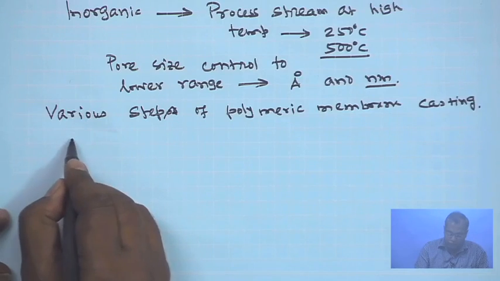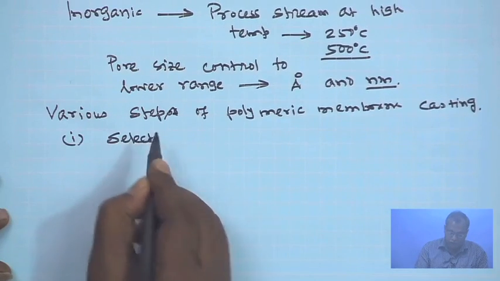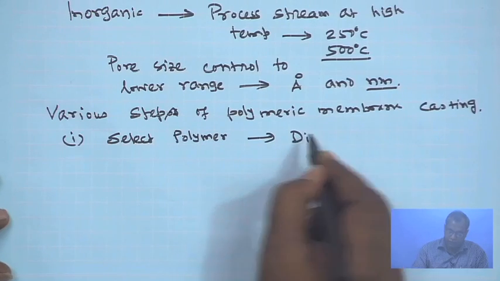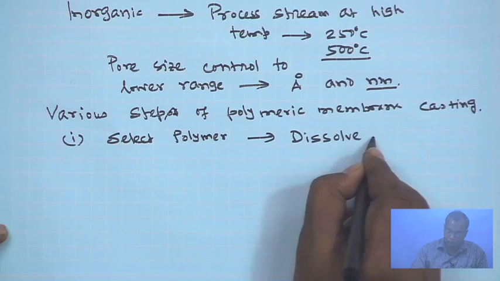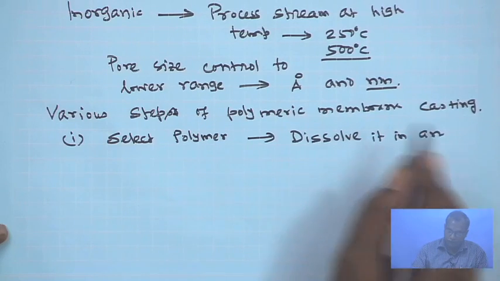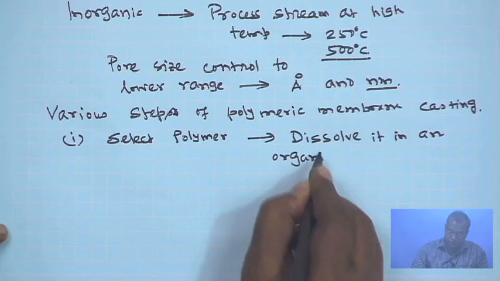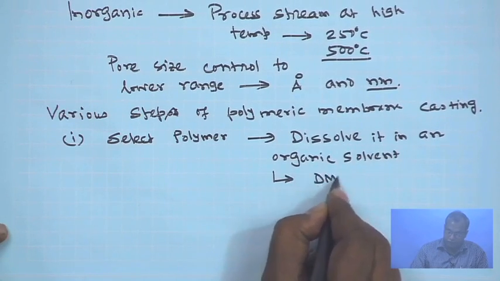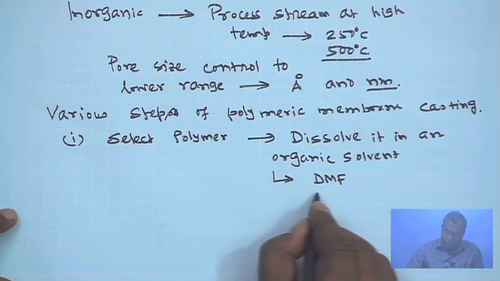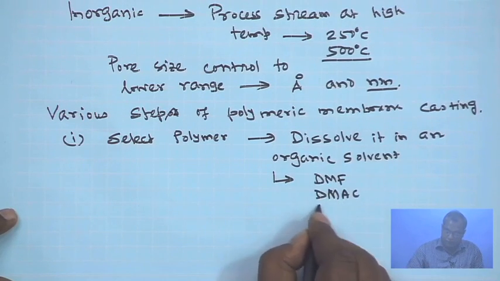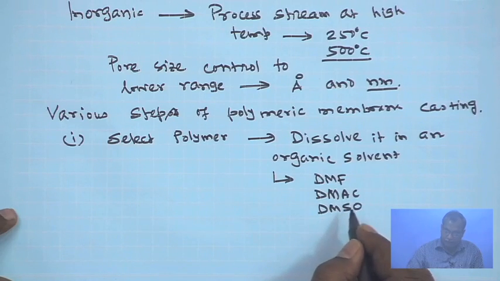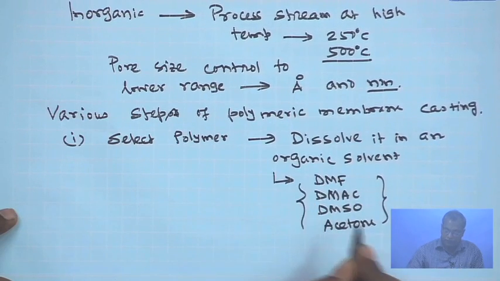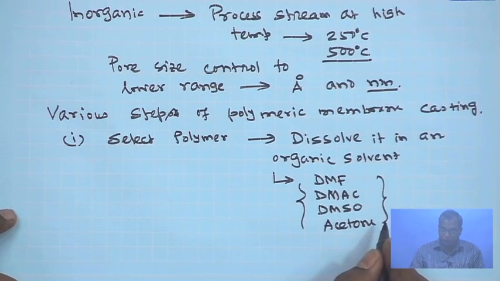First, we select a polymer and dissolve it in an organic solvent. And what is a typical organic solvent? Typical organic solvents are DMF, that is dimethylformamide, DMSO, dimethyl sulfoxide, and then acetone. So, these are various typical organic solvents by which polymer is dissolved.